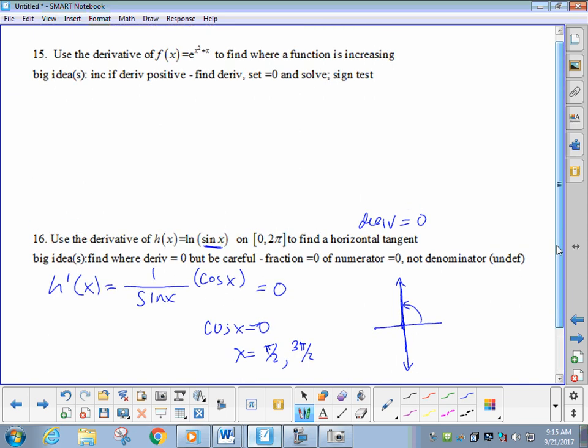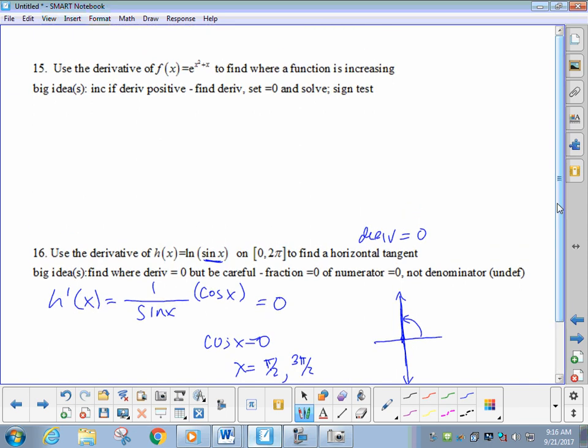15? Okay. 15. Function is increasing. The big idea here is increasing if the derivative is positive. If something is increasing, then if you draw the tangent line to any point in a curve like that, the derivative is positive. So you need to find where the derivative is positive. First, we'll need the derivative. Then we'll need to see where the derivative is 0 to see, 0 is where positive starts and stops, where you switch over from positive to negative. And then we'll sign test. That's my plan. What's the derivative using the chain rule?